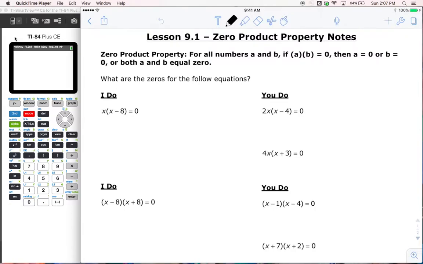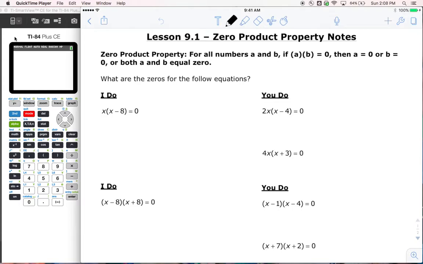Lesson 9.1, Zero Product Property. All right, so this property is very simple and it's one that you already know. All this property is talking about is if something is multiplied times zero, it's going to give you a zero, right?